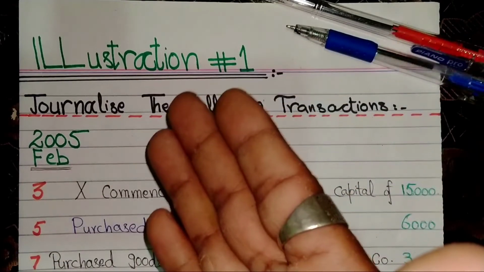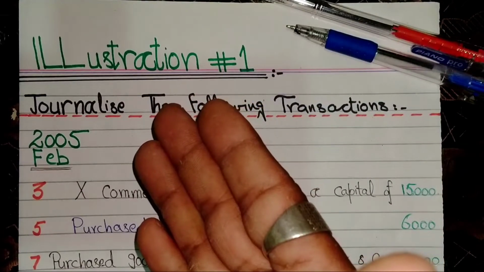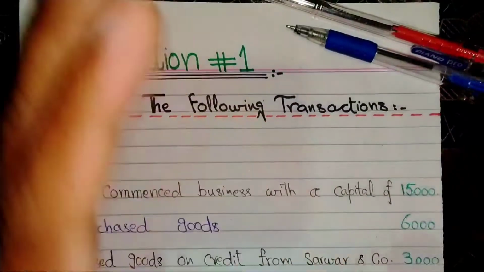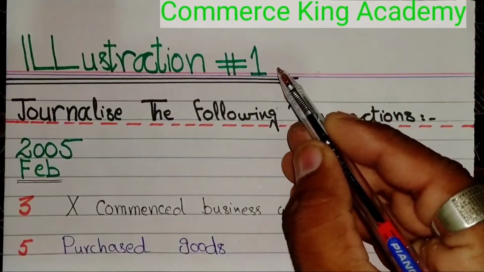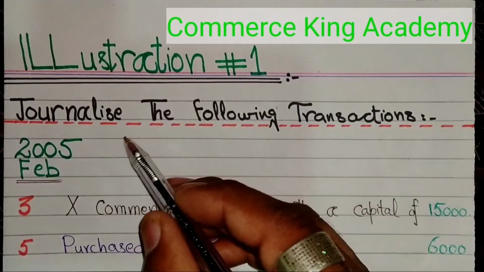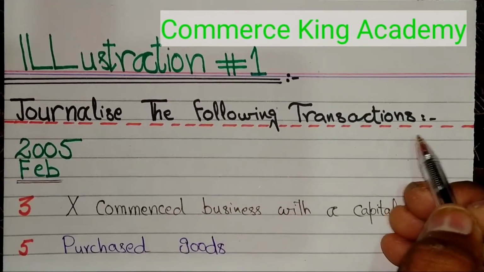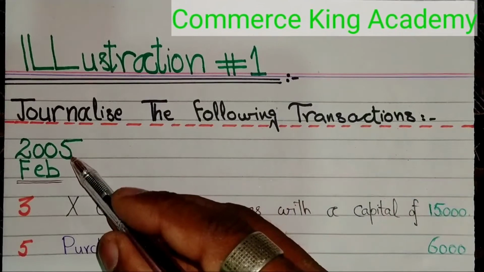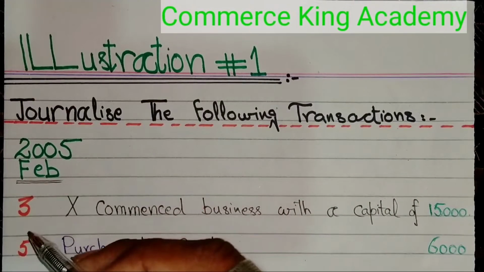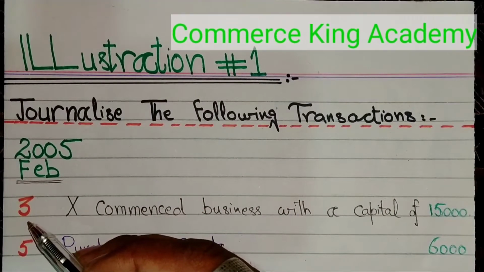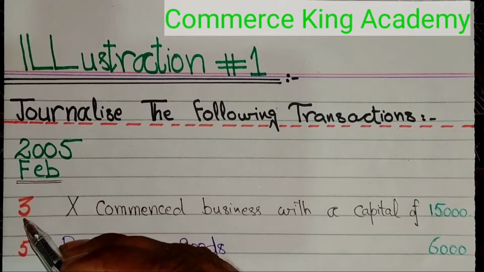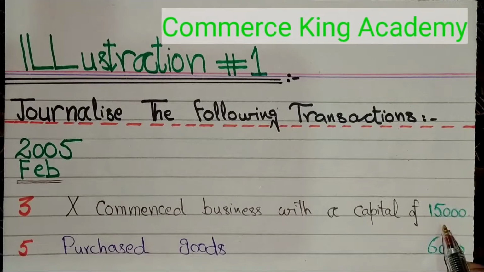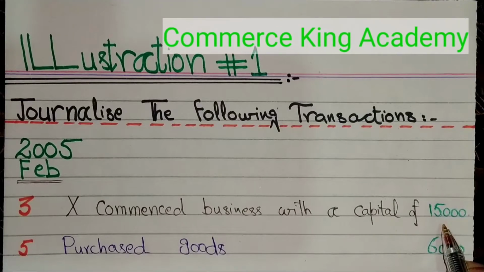Let's see here the statement of illustration number 1 and then its solution. Illustration number 1, which is: journalize the following transactions of Mr. X business in February 2005. The first transaction of this business is on 3rd February, Mr. X commenced business with a capital of $15,000.